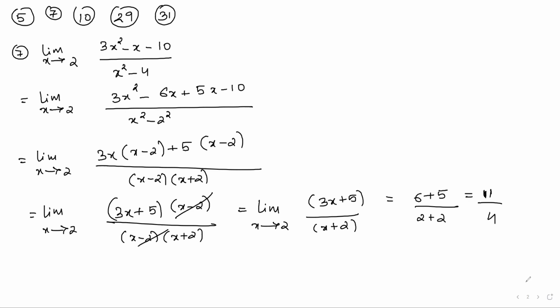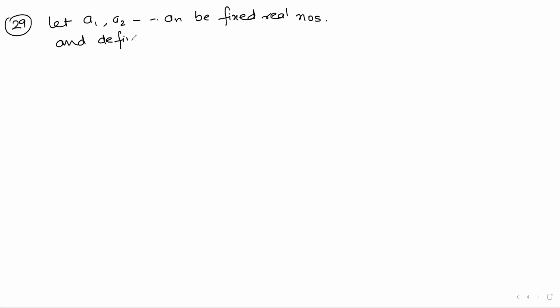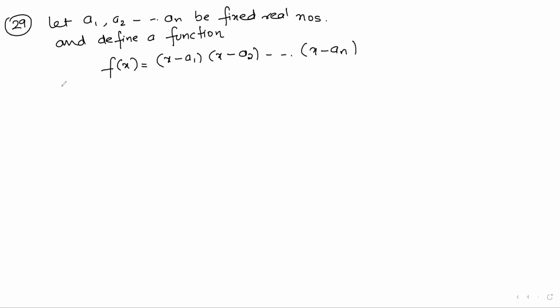What is limit x tends to a1? Okay, sir, I could not do the first part of the 29th question, the second part was done. Okay, we will check. Let a1, a2, and so on up to an be fixed real numbers, and define a function f(x) is equal to (x minus a1)(x minus a2) and so on up to (x minus an). Then what is limit x tends to a1 f(x)?